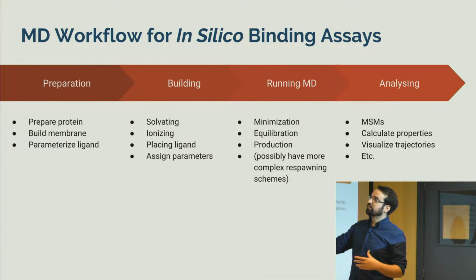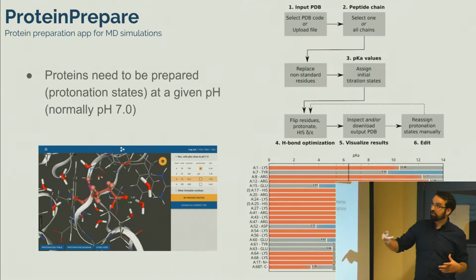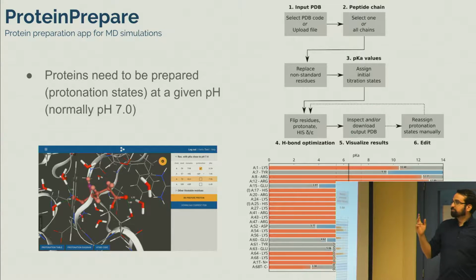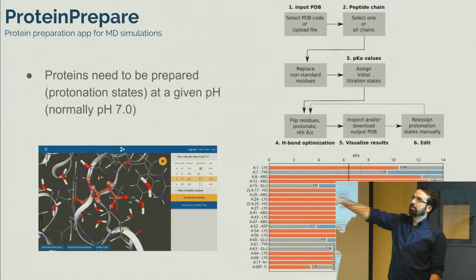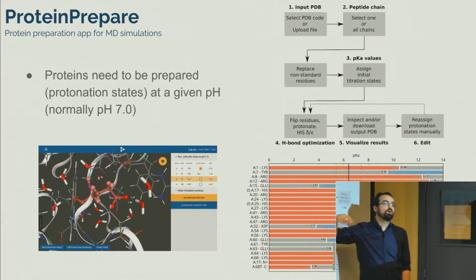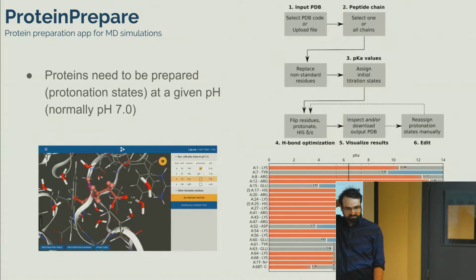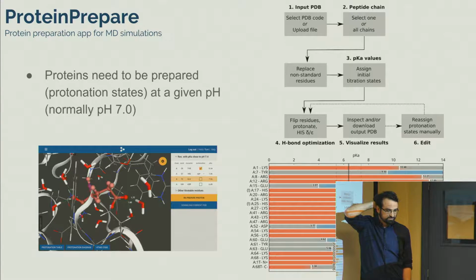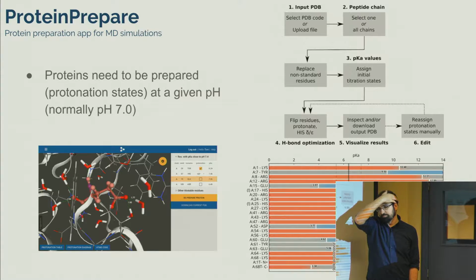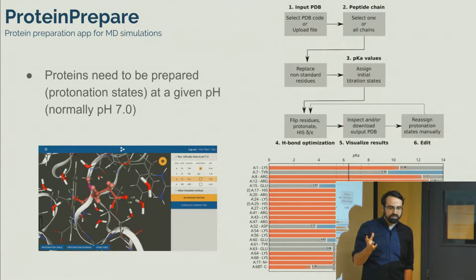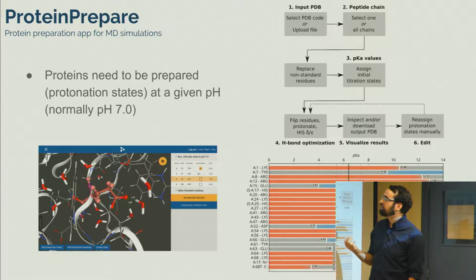Okay, so one of the tools that we have is Protein Prepare. This is protein preparation for MD simulation. So what is Protein Prepare? Proteins need to be prepared at a given pH. This is one of the details that is important. pH is an important property that we have. Normally we have proteins at pH 7, or we have our system at pH 7. Sometimes it differs in different parts of the body.